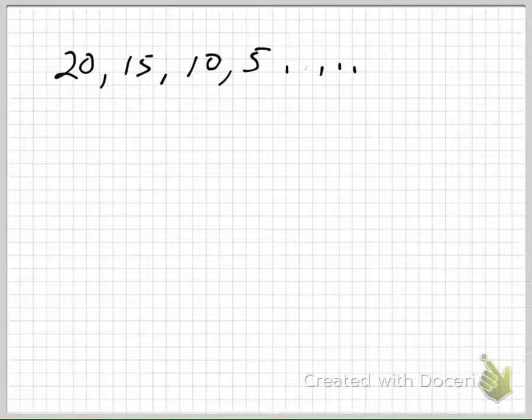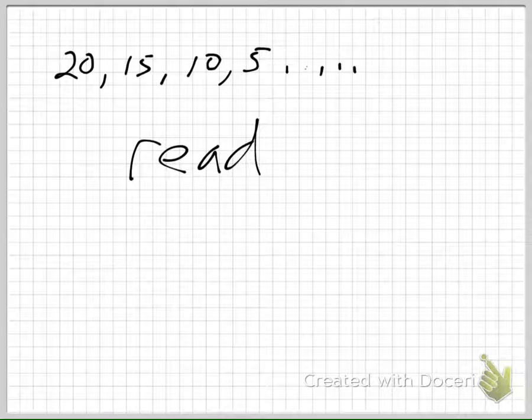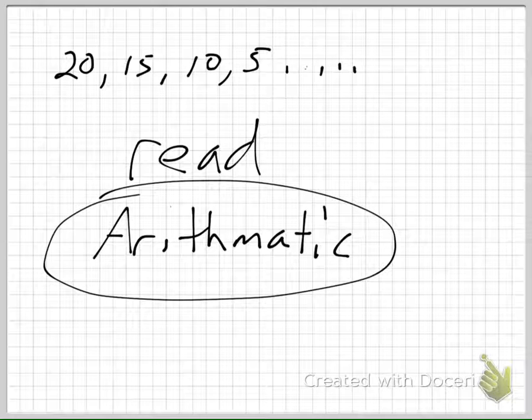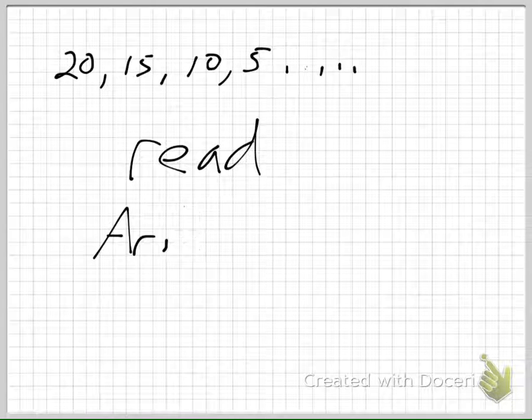This sequence is called arithmetic. Everybody say arithmetic. It depends on how the word is used, just like the word read, how do you say that word? Read or read, right? It depends on how it's used. If you look at this, what is that word? It's arithmetic or arithmetic. Does that make sense? Depending on how it's used. Anyway, this sequence is arithmetic.